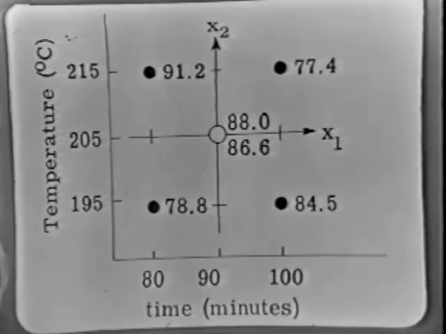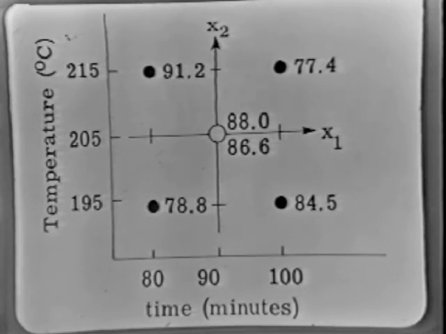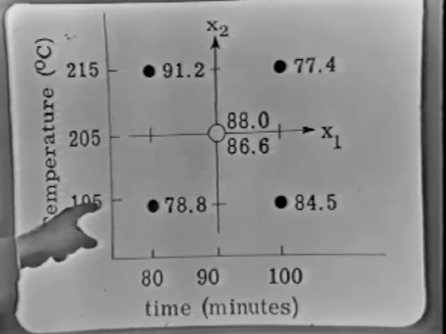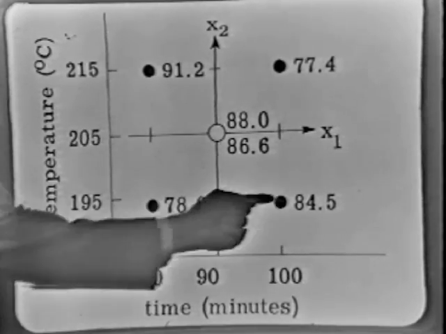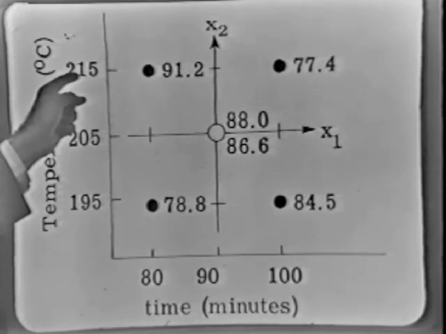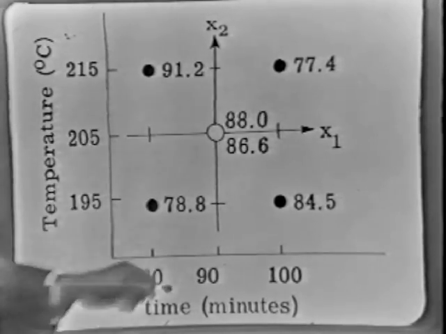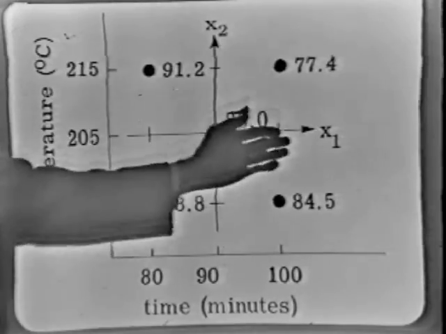Here are the runs he obtained. Now, there are some exact methods for doing the following, but anyone can eyeball that data and see right away that a plane is not going to fit the data. At the low temperature, if I go up in time, I come up in yields. At the high temperature, if I go up in time, I go down in yields. A plane is not going to fit that data.